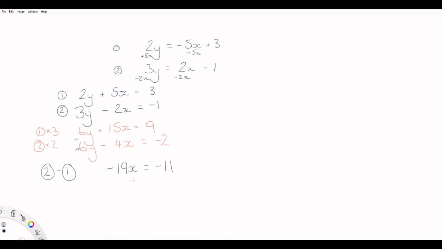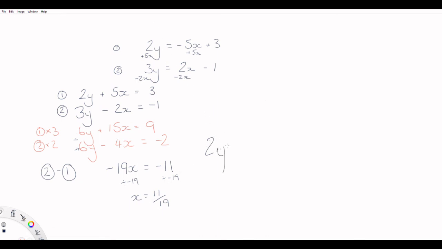And then again, solve for x. So let's divide that by minus 19. Divide by minus 19. That leaves us with x equals 11 over 19. And of course, you're left with fractions. You can look at if you can simplify them down. I don't think we can in this case, so we're going to be left with that as the term. Put it back into one of the original equations.